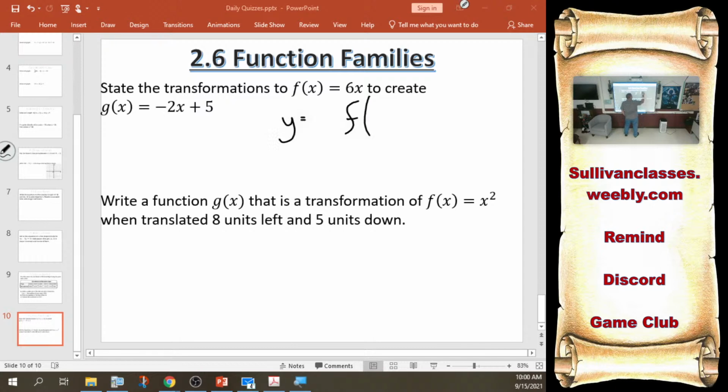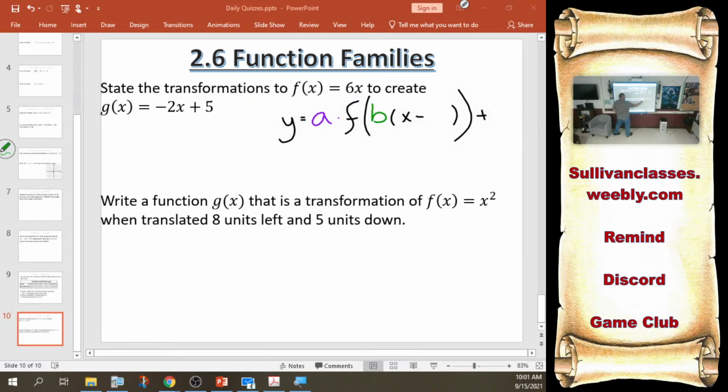Whatever the function is, the master form of any form of transformation is going to be A. A out front tells me vertical stretch, vertical compression, vertical reflection. Also called reflection in the x-axis.